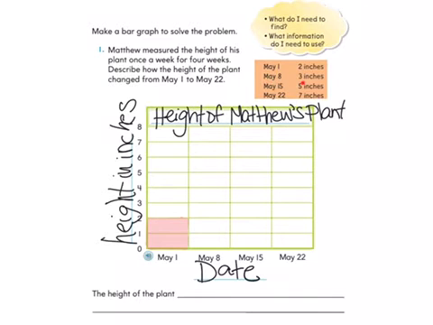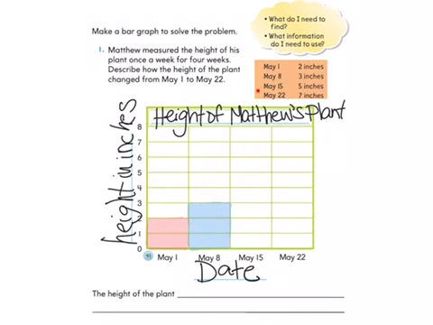On May 8th, when he measured it, it was 3 inches tall. So I'm going to make sure on May 8th, my bar ends at that 3 inches. I'm going to fill in my bar graph. So that's what this is telling me. May 8th, it was 3 inches tall.